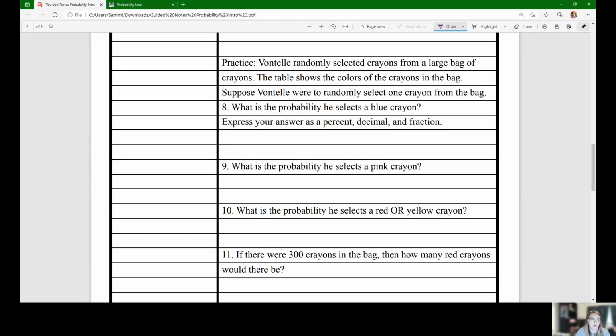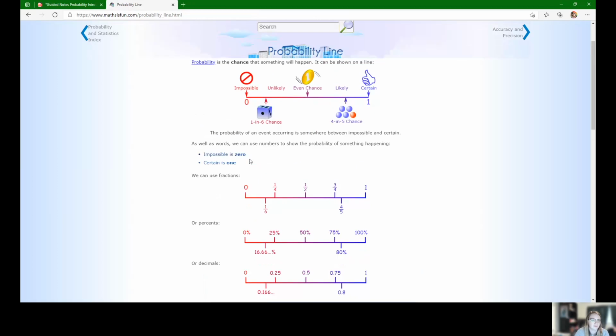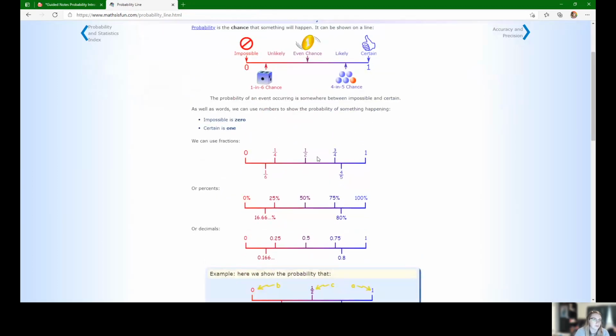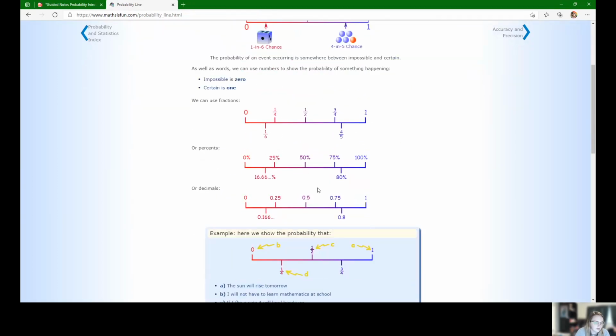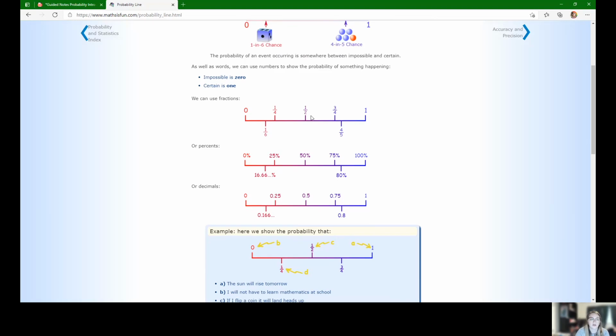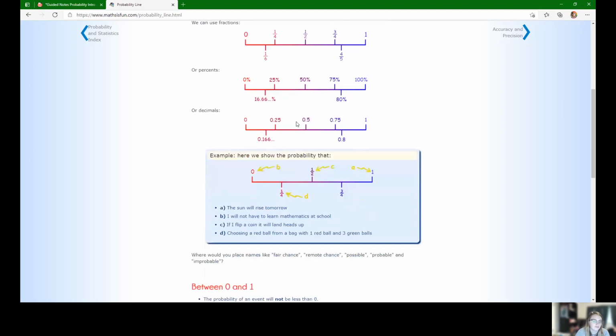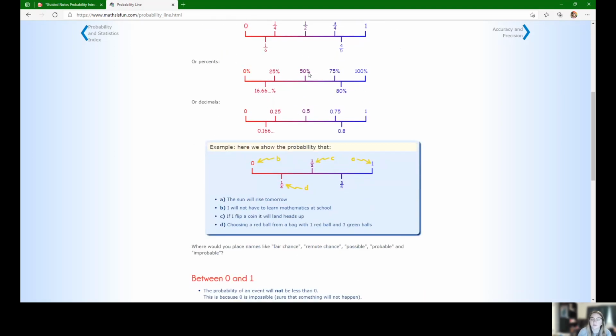So let's get a little bit more help with some probability. First thing I want to look at is this probability scale again. When we have a probability of 0.5, that's the same as 50% or 1/2. That means it could go either way. It's equally likely as not. That's like flipping a coin, right? Could be heads, could be tails.